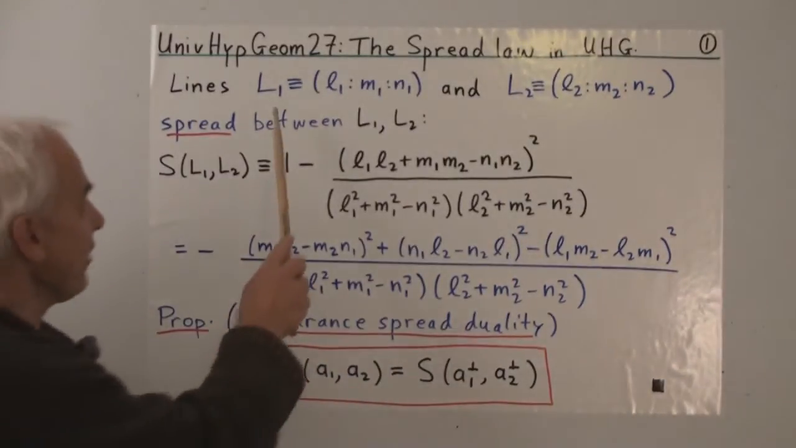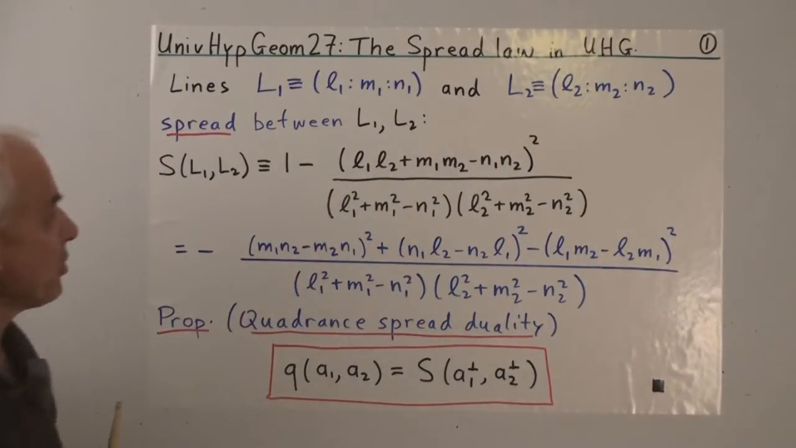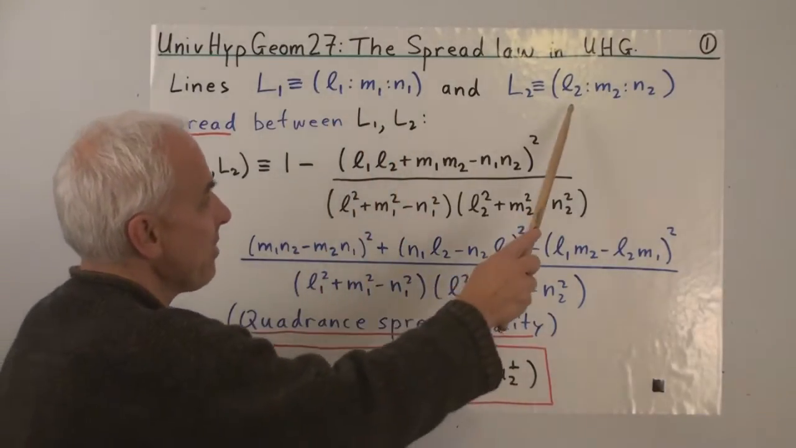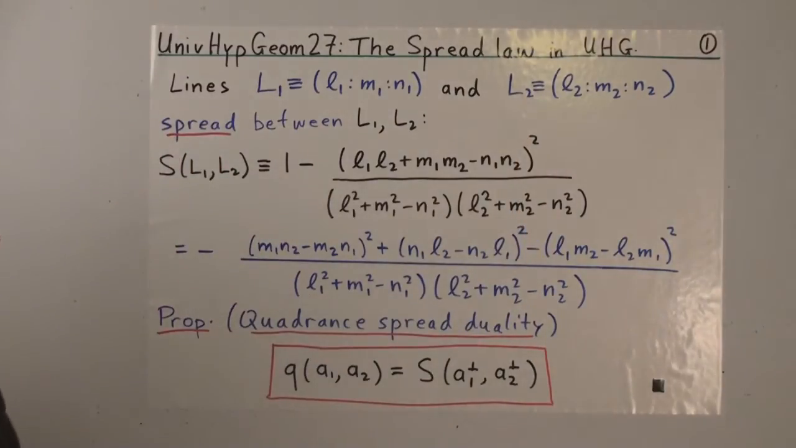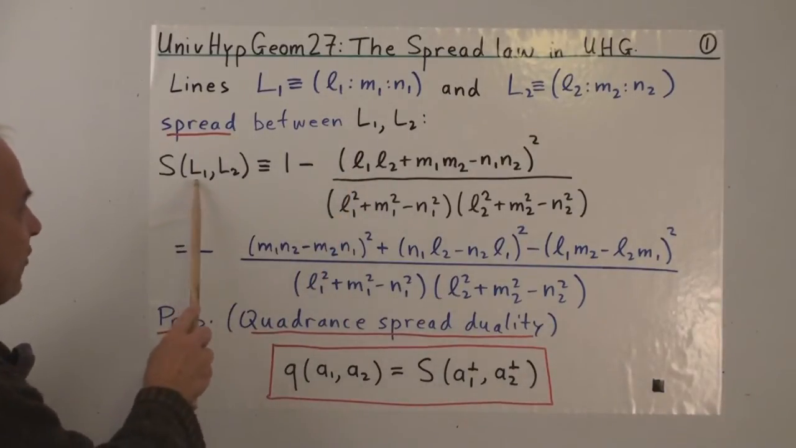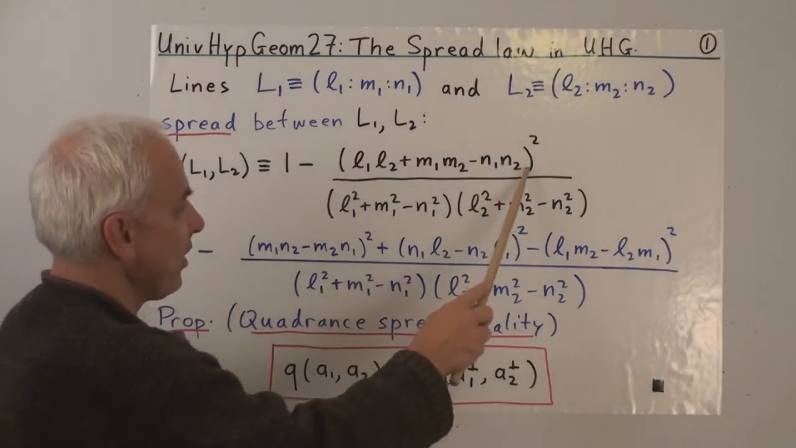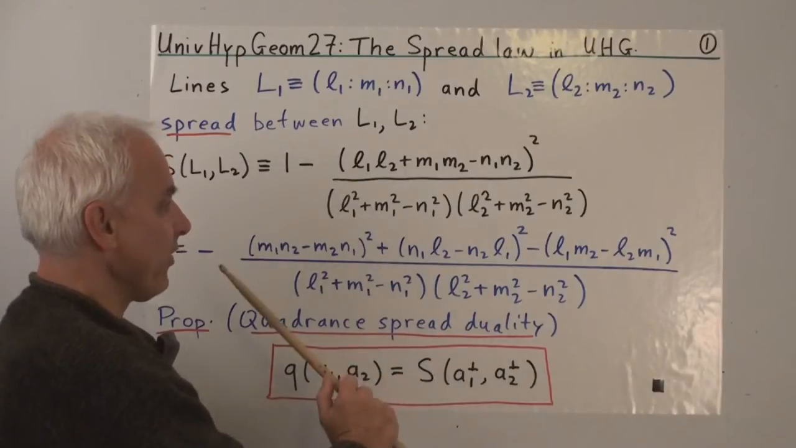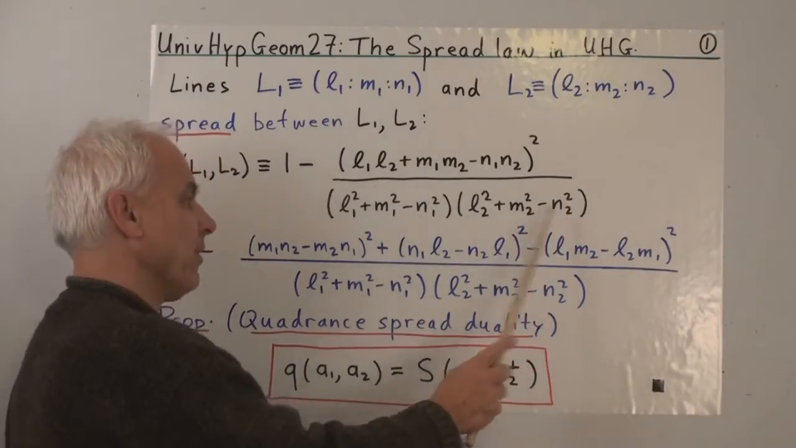So we're concerned with two lines, capital L1 and capital L2, and here are our conventions. The proportion l1 : m1 : n1 in round brackets is L1. The proportion l2 : m2 : n2 in round brackets, that's L2. And the definition of the spread between the two lines, capital S of L1, L2, is 1 minus (l1 l2 + m1 m2 − n1 n2) all squared, divided by (l1² + m1² − n1²) times (l2² + m2² − n2²).